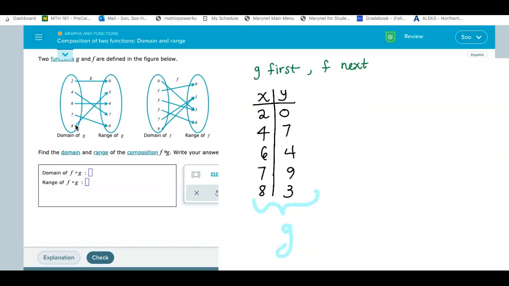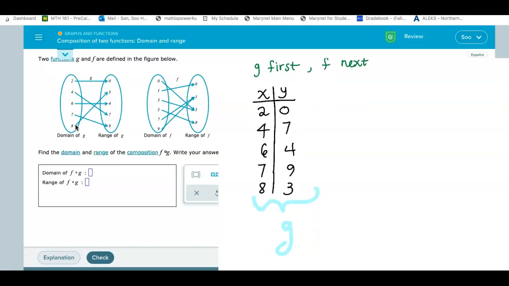Now, what we found as the y values will now go in as the x values. And this time, I am using the mapping for f. So let me move all the y values in here. Notice the y values are 0, 7, 4, 9, and 3. Let me just copy those down. I'll get them really close to each other so that you can see.